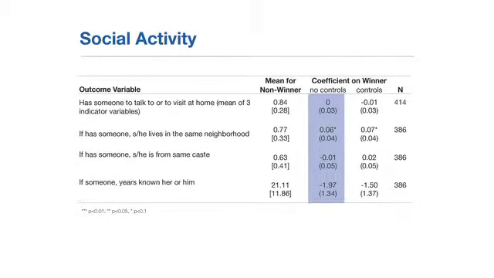So the first indicator here for social activity is, do they have someone to talk to or visit at home? It's the same. And that person, though, if they have someone, it's more likely to be their neighbors, right? So this is all showing, at least weekly, a concentration of social activity in your neighborhood with people who are more likely your occupation but less likely your caste.